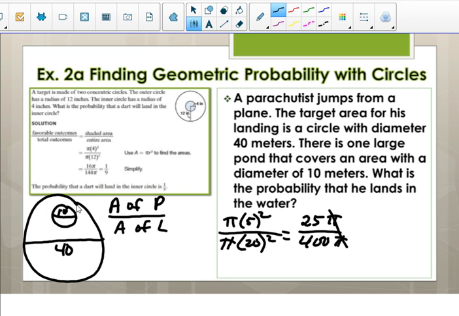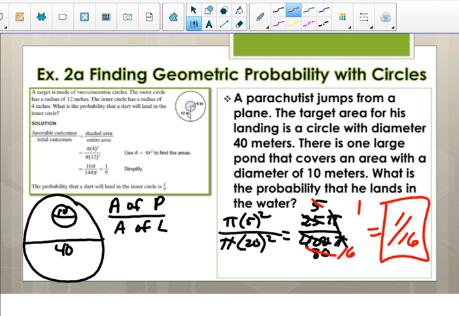I can divide a 5 here. That gives me 5. Divide 5 out here, and that gives me 80. And then I could divide a 5 out here and it gives me 1. Divide a 5 out here, and that would give me 16. So you would have 1 out of 16 chances of landing in the water.